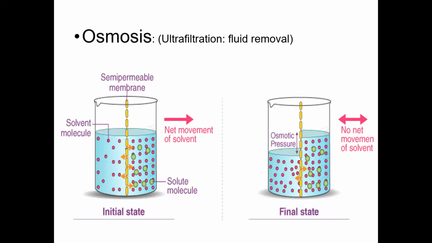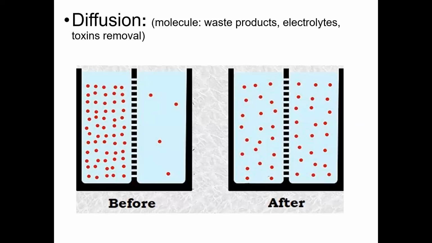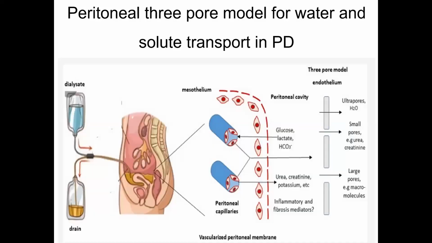This slide deals with the first mechanism, that is osmosis, in which ultrafiltration is done for fluid removal. Osmosis is the movement of solvent from lower solute concentration to higher solute concentration. And in diffusion, there is a movement of molecules like electrolytes and toxins from their higher concentration gradient to lower concentration gradient.